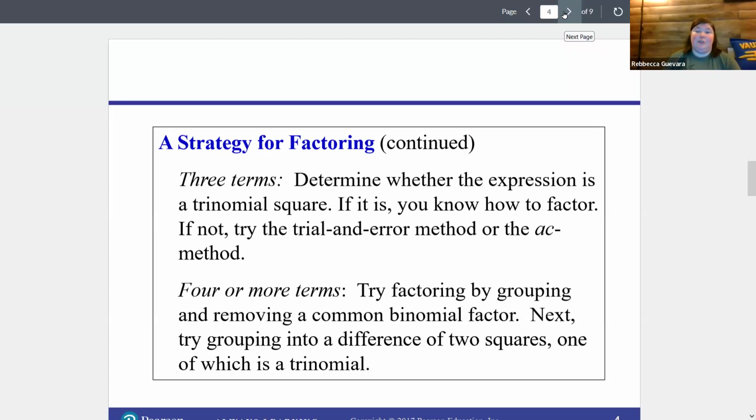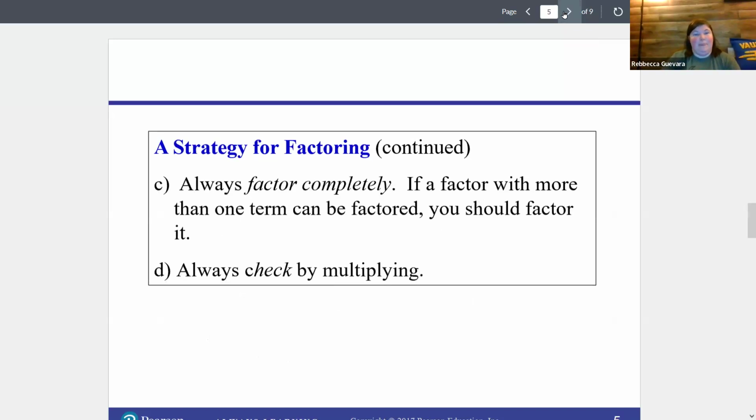If you have three terms, determine whether the expression is a trinomial square. If it is, you know how to factor a trinomial square. Other than that, you are going to try the AC method, or you're going to try a reverse FOIL. For more terms, you're going to try factor by grouping. You may have to regroup it a couple times to get it to work. So you're going to try factor by grouping and removing a common binomial factor. Next, try grouping into a difference of two squares, one of which is a trinomial. So if you can't get it to work, then you're just going to retry it again as a difference of two squares. We'll see this as we go through it.